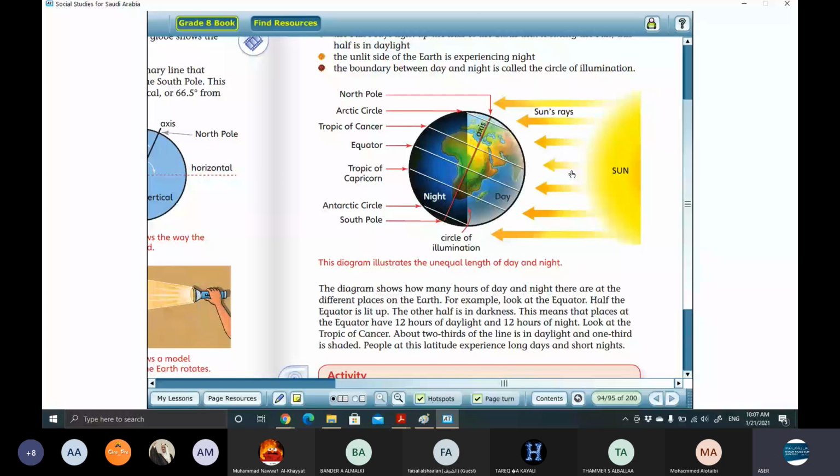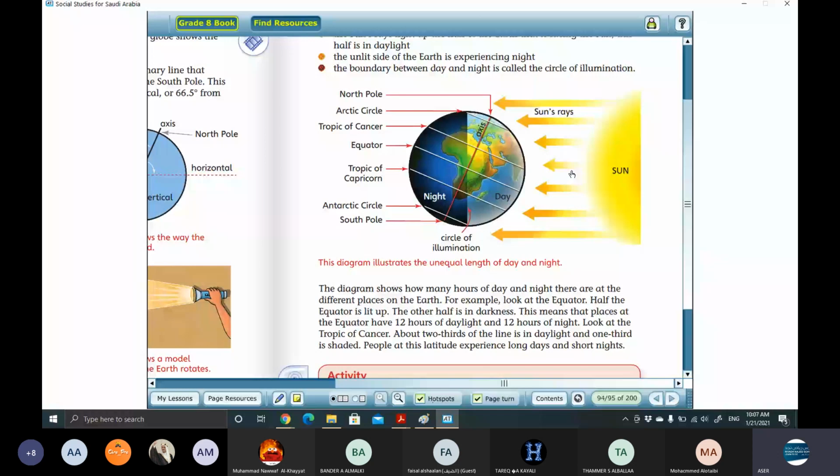The diagram shows how many hours of day and night there are at different places on planet Earth. For example, look at the equator, in the center of our planet. If we look at the equator, half of it is lit up and the other half is in darkness. This means that places at the equator have 12 hours of day and 12 hours of night, because it's directly in the middle.